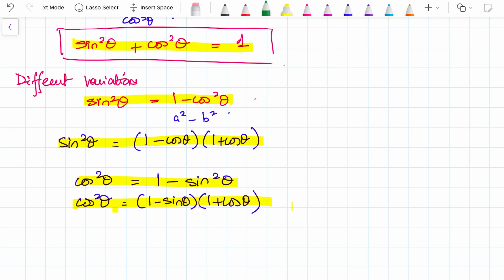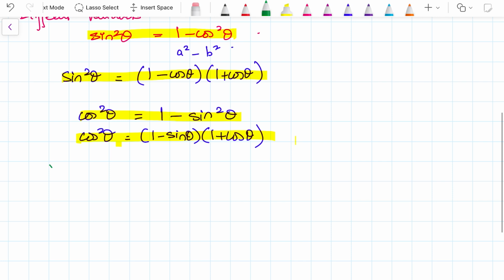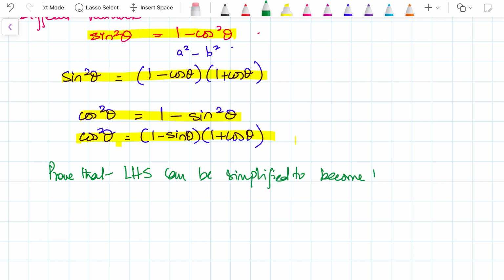Now when I say identities, what does that mean? It means we have to prove that left hand side can be simplified to become right hand side. Now let's take up a question.